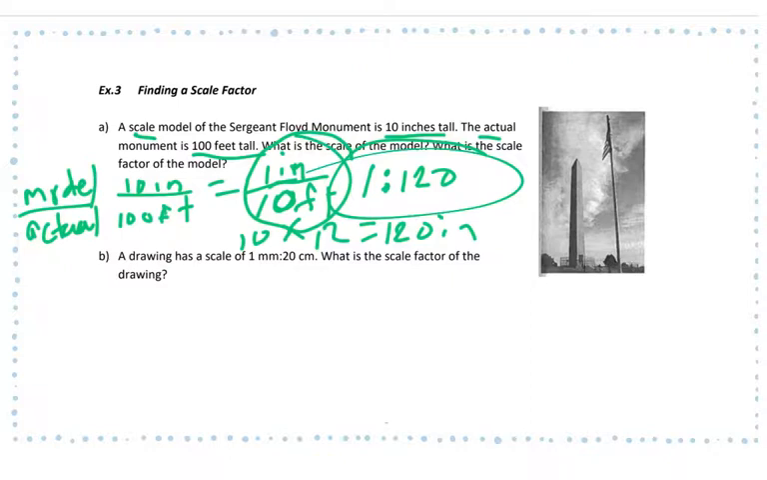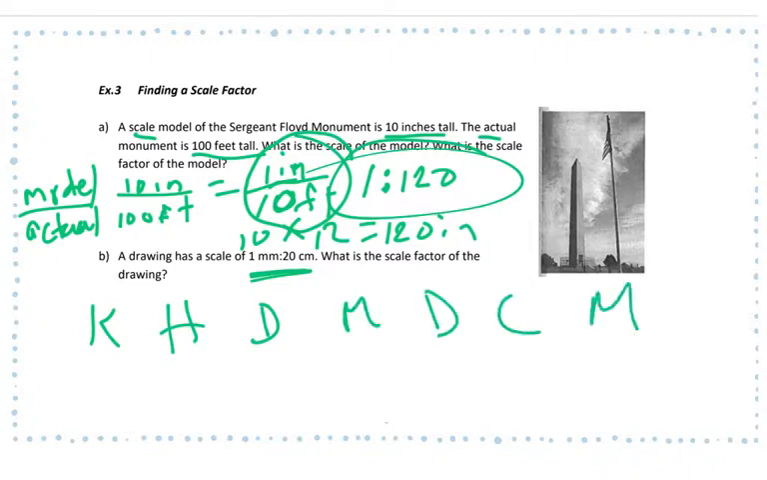A drawing has a scale of 1 millimeter to 20 centimeters. What is the scale factor of the model? So the scale factor, we're going to put that in the same unit. I usually use with my classes, King Henry Died Monday Drinking Chocolate Milk. So I'm at centimeters because 1 millimeter is 20 centimeters.